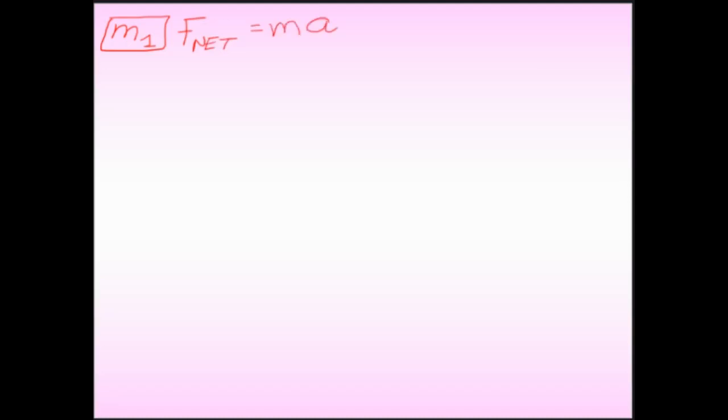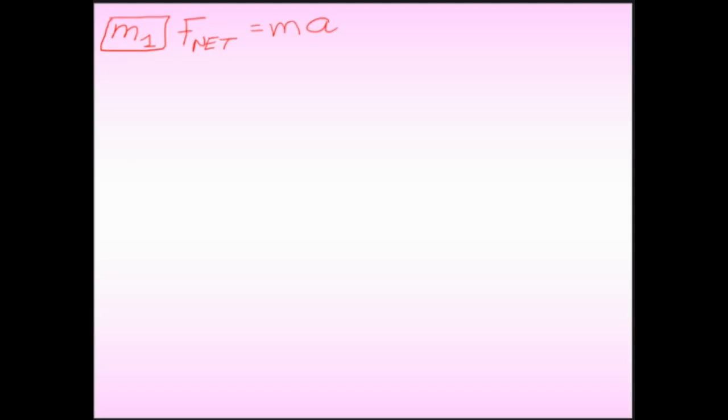All right. Now I need someone to tell me what we are going to write on the left side, which is the side for F net. Look at the FBD and ask yourself, how many forces are there? Which one is pointing positive? Which one is pointing negative? And literally just write them on the left side of the equation.